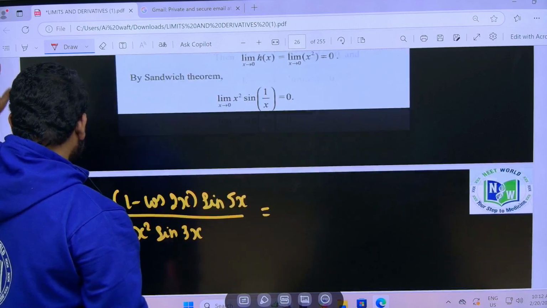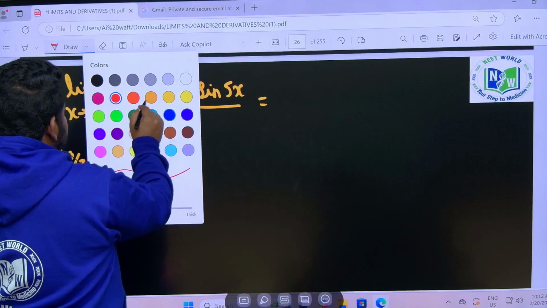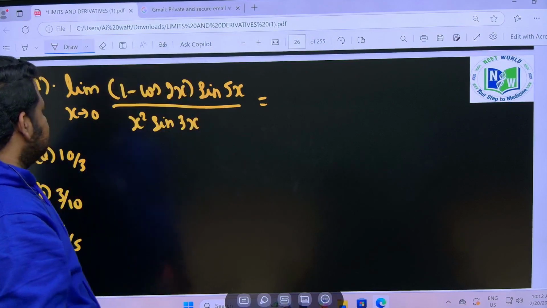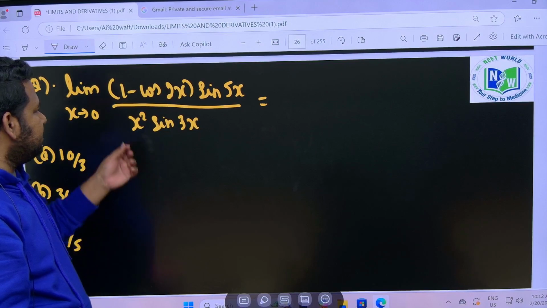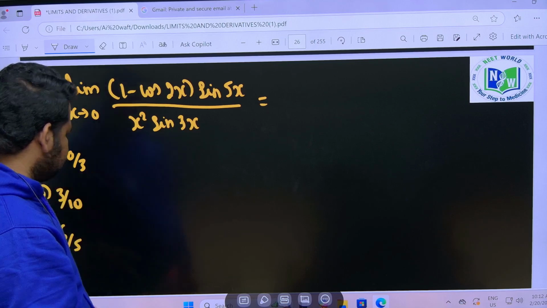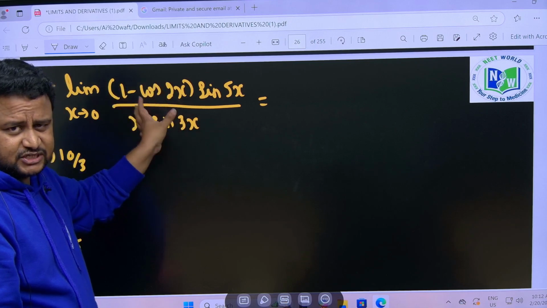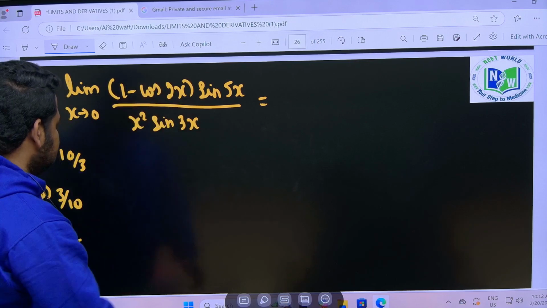Now let us look at some of the questions based on trigonometric limits. See here, they are given limit of (1 minus cos 2x) sin 5x by x square sin 3x. We will not use the traditional method, where we take various steps to solve this question. No, we are not going to do that. I take only this value.